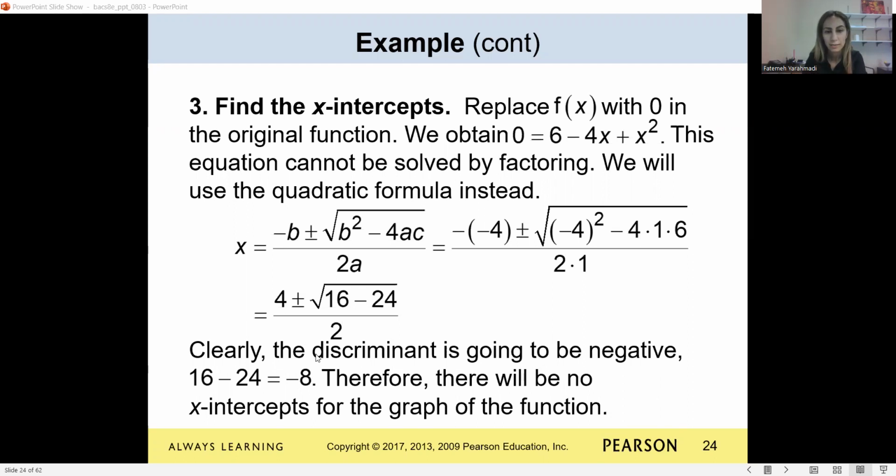The discriminant here is the quantity inside the radical. B squared minus 4ac is also called the discriminant. These are important terminologies that you need to feel comfortable and familiar with. So the discriminant, or b squared minus 4ac, is negative. So it means that you don't have an x-intercept. There is no intersection with the x-axis for this function.